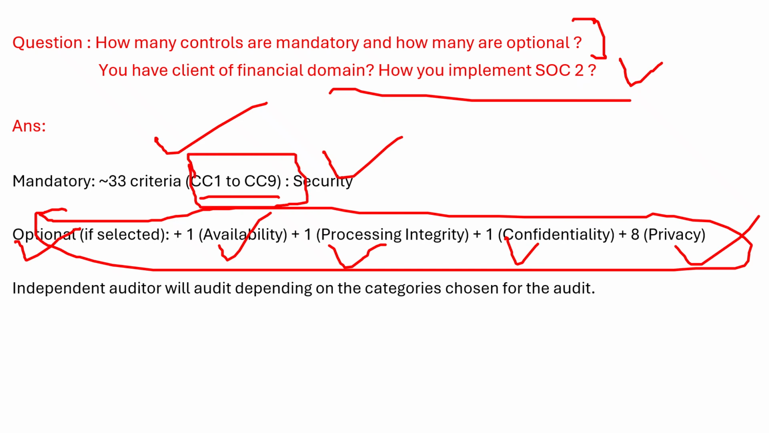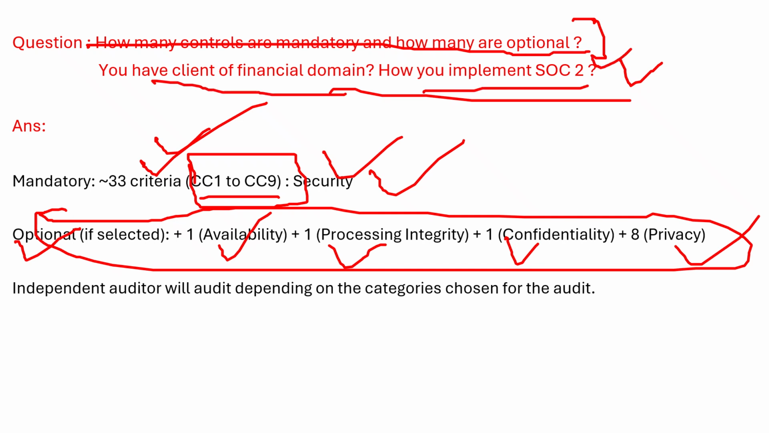So the organization needs to comply 100% with the mandatory, which comes under 33 criteria under CC1 to CC9 as security implementations. This is the answer to number one: how many controls are mandatory and how many are optional? Second question, you have a client in the financial domain, how do we implement SOC 2? Let's discuss this in the next slide.